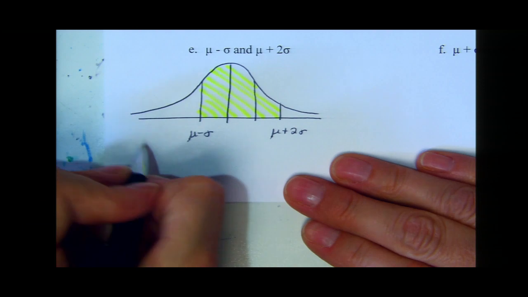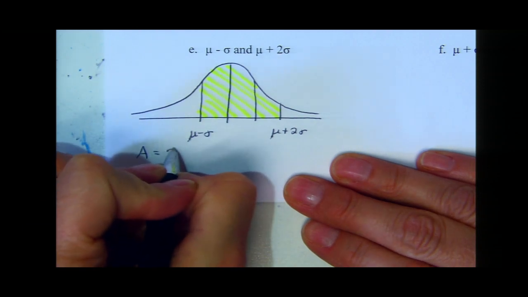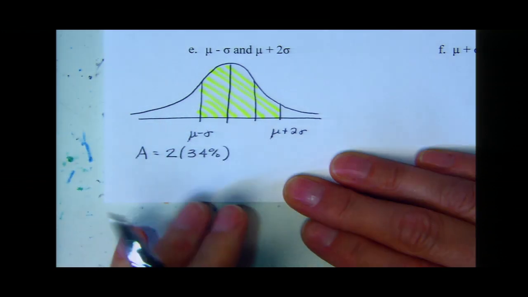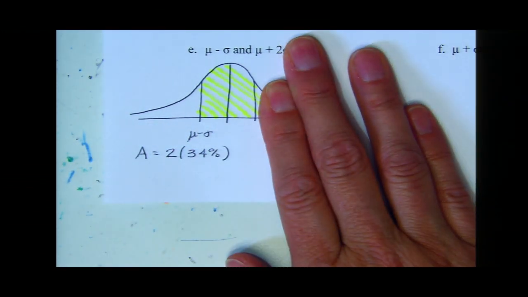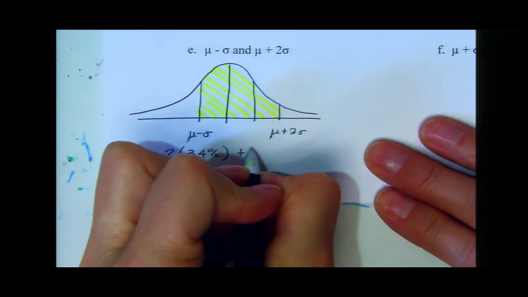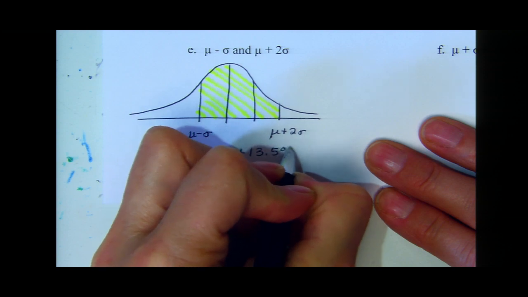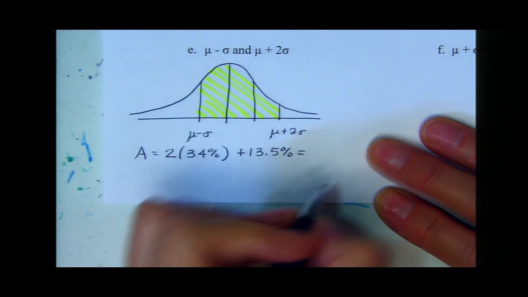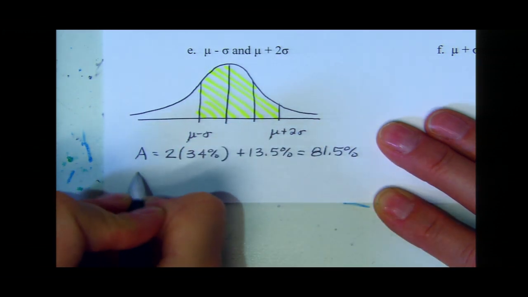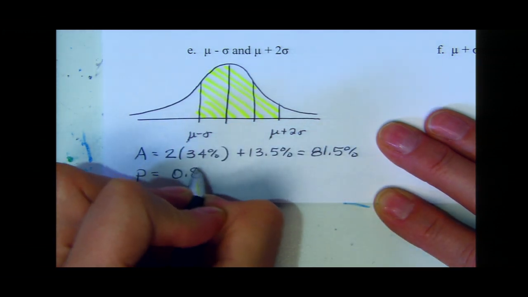So if you'll notice, we have 2 of them that are 34%, or using the empirical rule, it says within 1 standard deviation is 68%, so you might have recognized that right off the bat, plus this 13.5%, which gives us 81.5%, or as a probability 0.815.